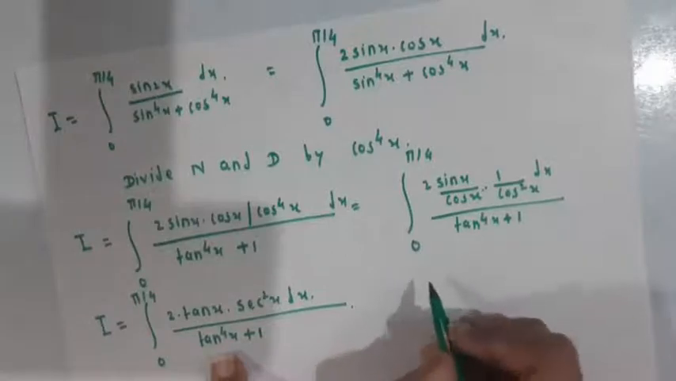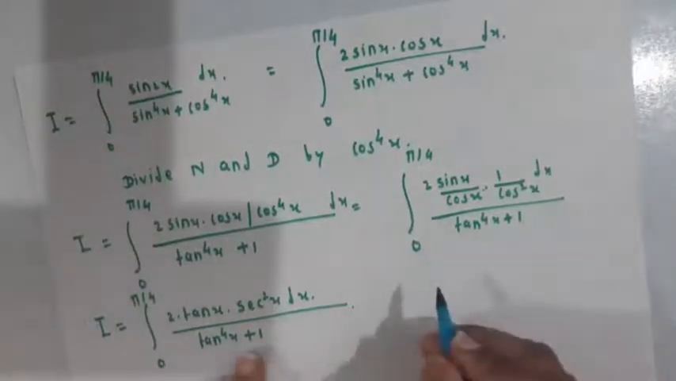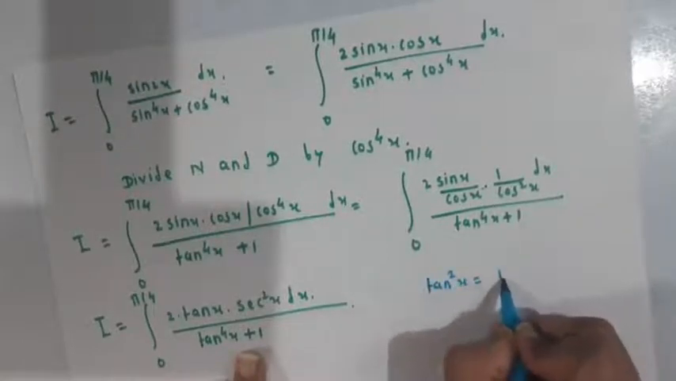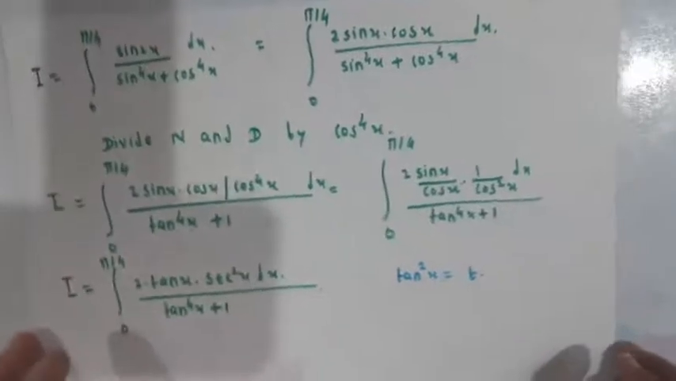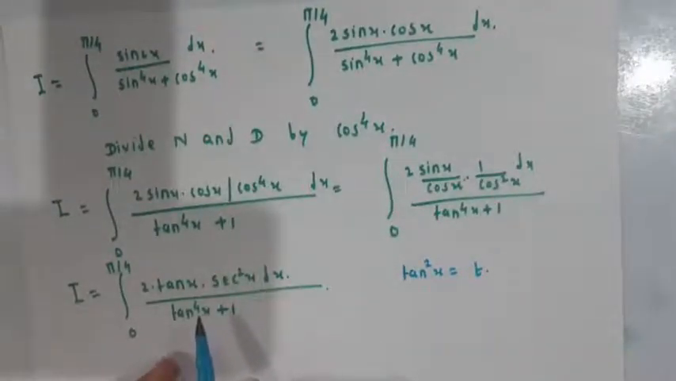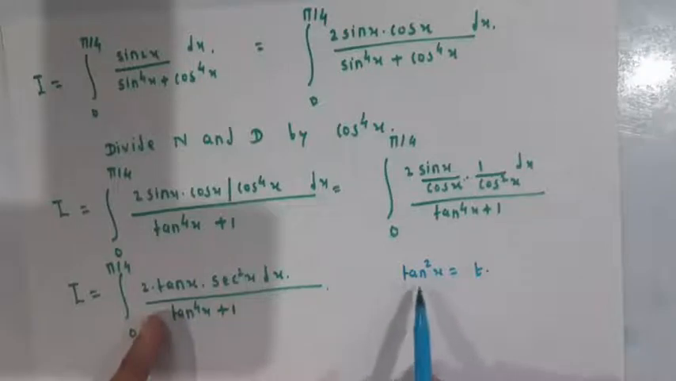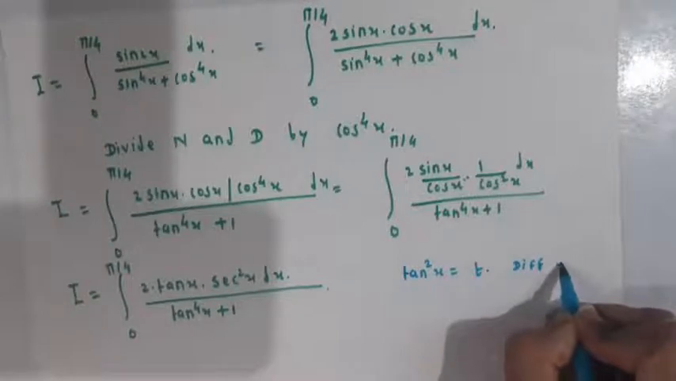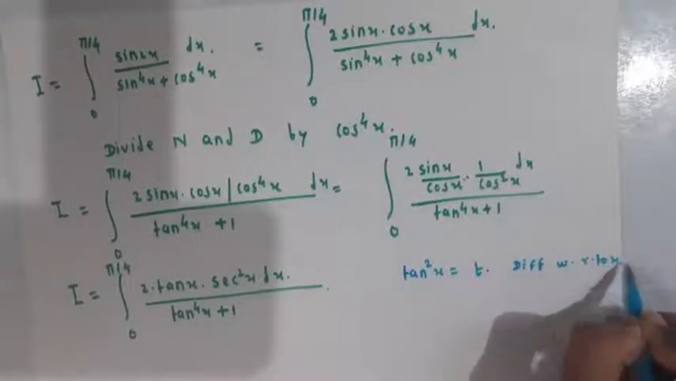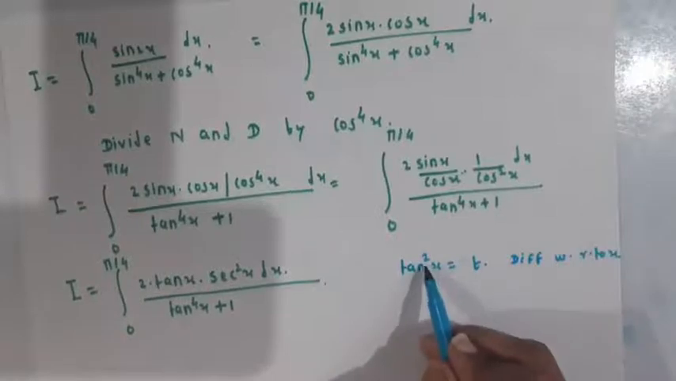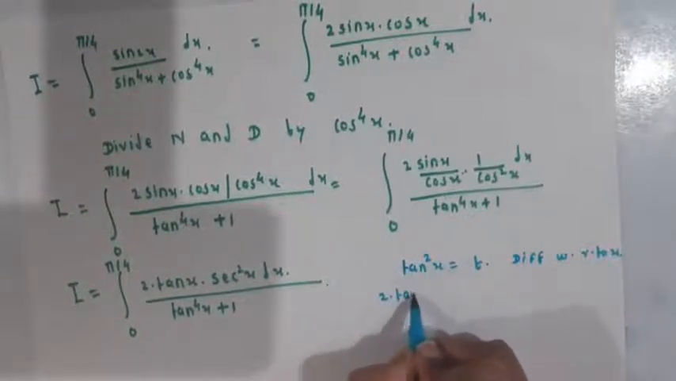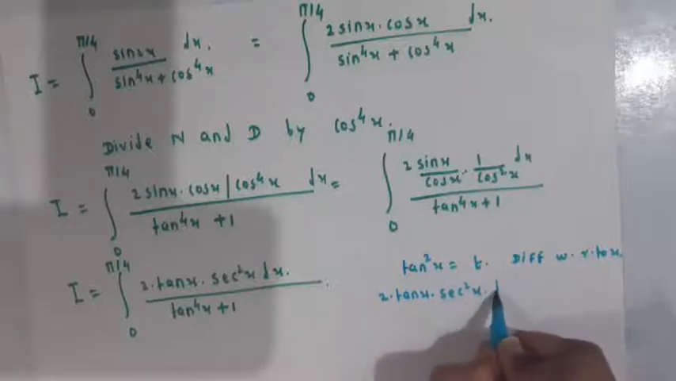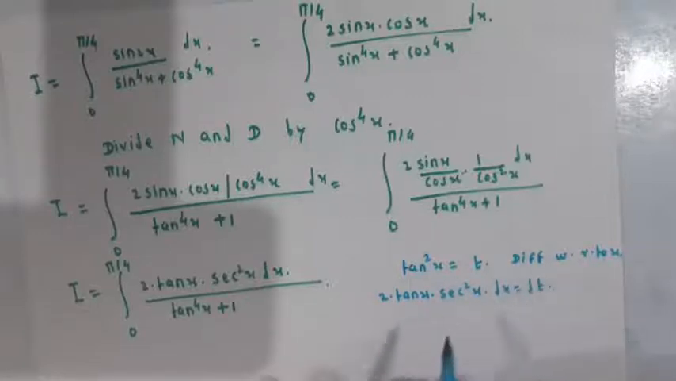Now students, give the substitution. Put tan^2 x equal to t. Now we have adjusted the term here like that, that is 2 tan x. Differentiate whatever is our substitution with respect to x. The differentiation of tan^2 x is 2 tan x, and the differentiation of tan x is sec^2 x. So 2 tan x sec^2 x dx equals dt.